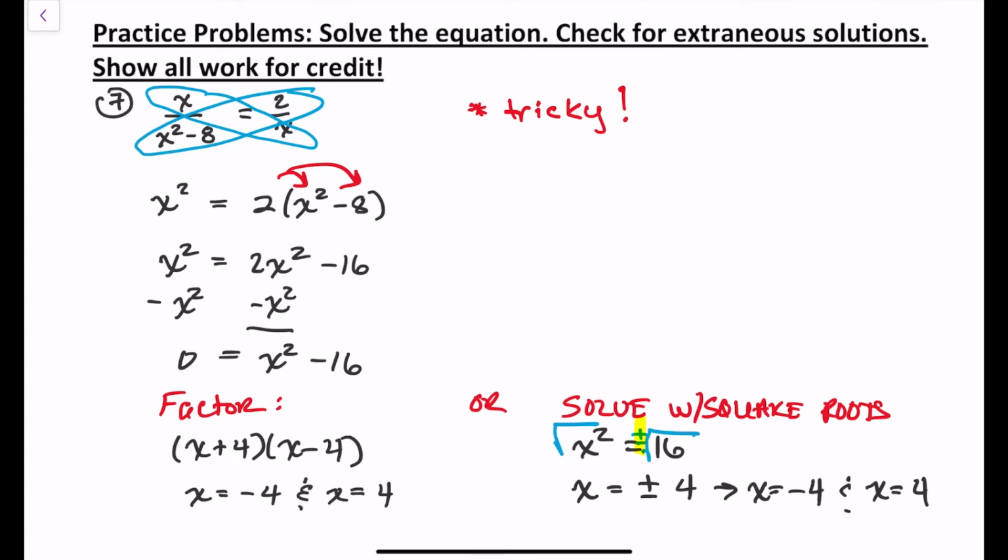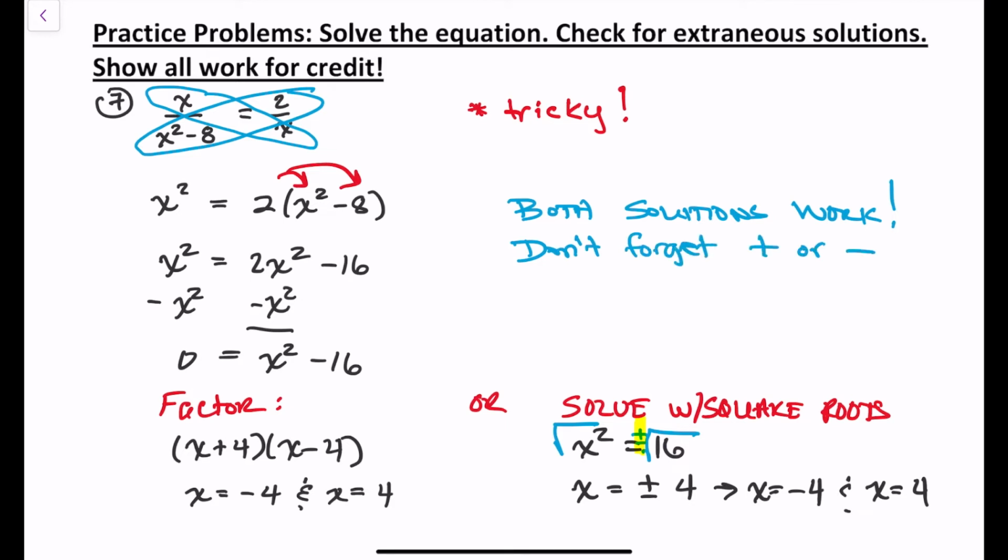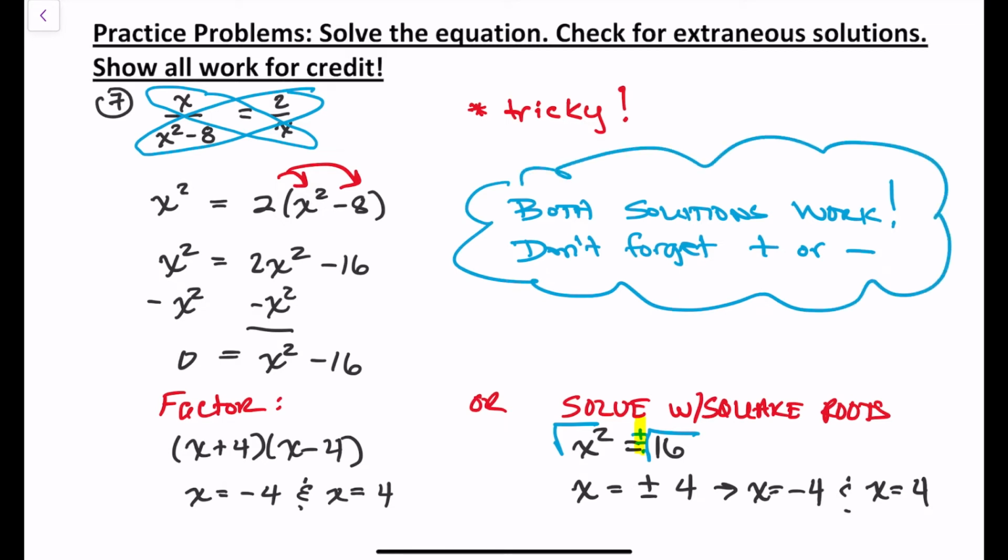But how many of you didn't do plus or minus and you just got x equals 4? So this is a tricky one because we need to get both of those answers. So both of the answers work. I can plug them both in to my equation. Neither of them are excluded values. So don't forget the plus or minus. That's a very common mistake.